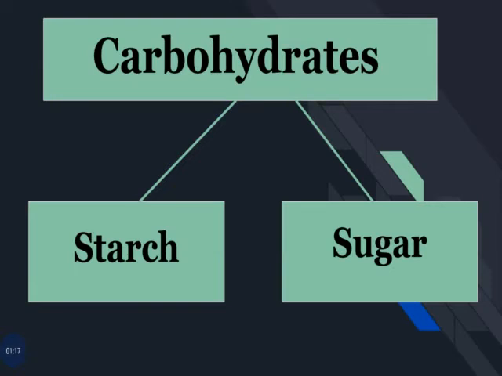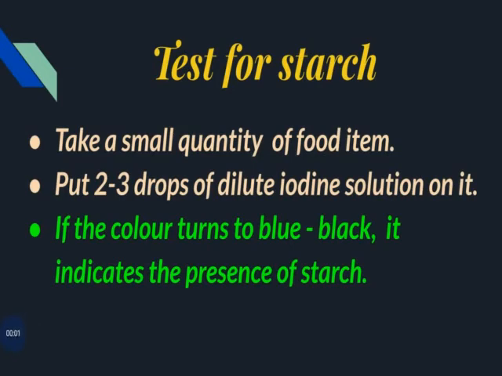Okay. Test for starch. Take a small quantity of a food item or a raw ingredient. Put 2 to 3 drops of dilute iodine solution on it. Observe the color change. If the color turns to blue-black, it indicates the presence of starch. I'll explain the process.